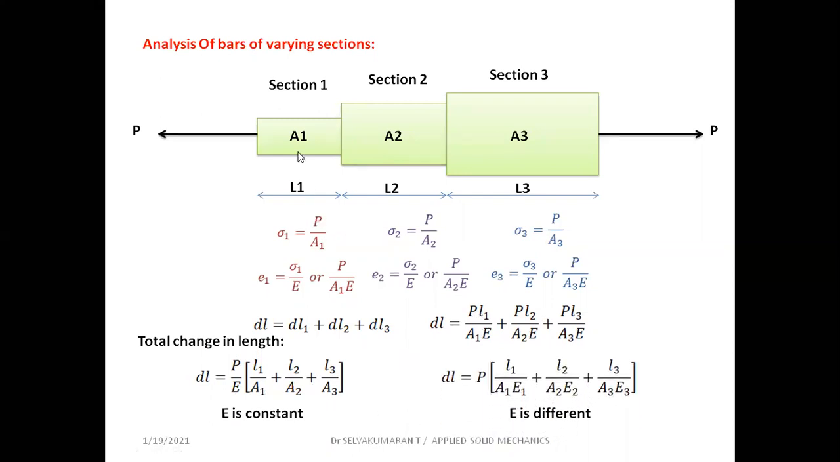So if each and every section is made up of different materials, let us say E1, E2, E3 for the sections respectively, so dl is equal to P into L1 by A1 E1 plus L2 by A2 E2 plus L3 by A3 E3, as E is different.